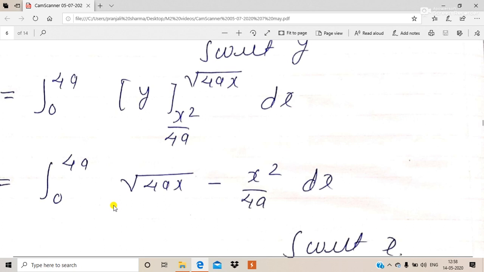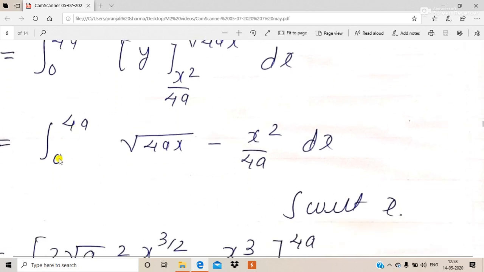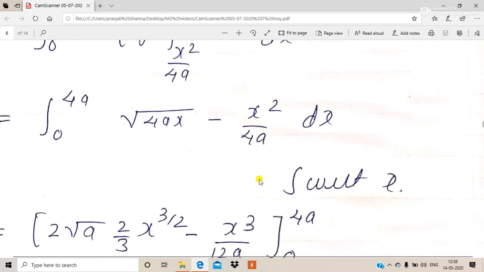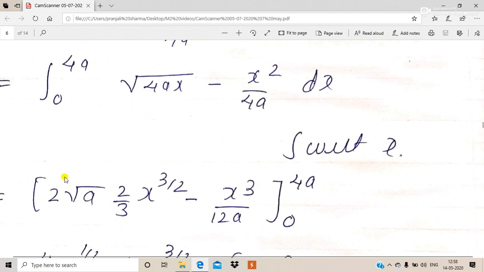Now the next integration is the integration between the limits 0 to 4a of root 4ax minus x square by 4a dx. So the next step is to integrate with respect to x. The integration will be: root 4a is a constant, so we can take it out as 2 root a, and the integration of root x will be 2 by 3 x to the power 3 by 2, and since 1 by 4a is a constant, the integration of x square will be x cube by 3. Therefore the whole integration is 2 root a into 2 by 3 into x to the power 3 by 2 minus x cube by 12a between the limits 0 to 4a.